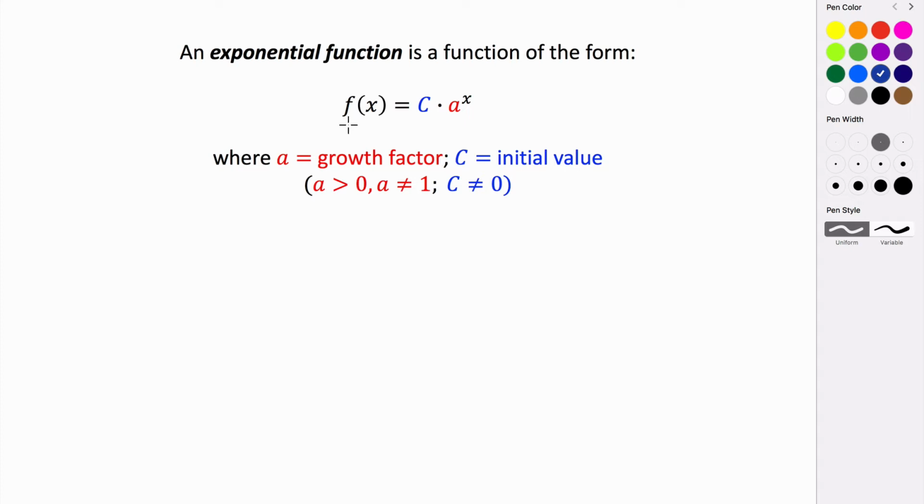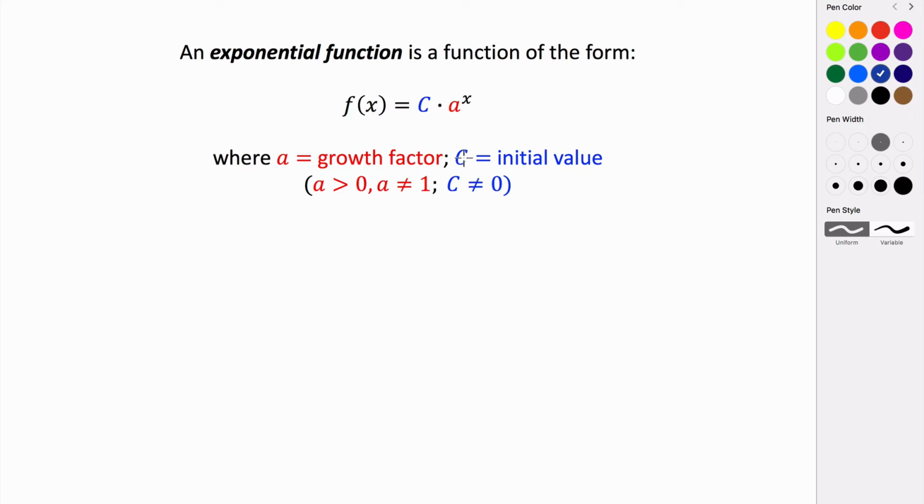So an exponential function is going to be in this form. Again, the base is positive, and it can't be 1. And then the initial value cannot be 0. So a is the growth factor. We also call it the base of our exponential function.